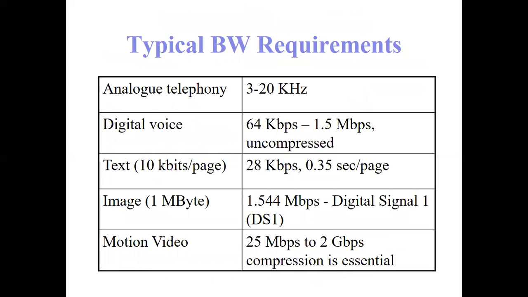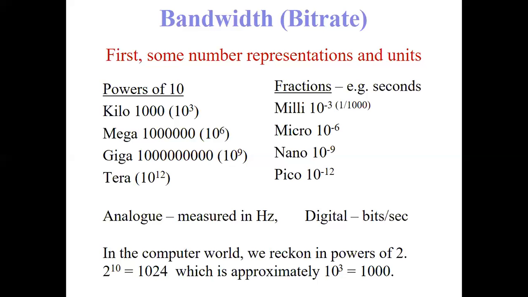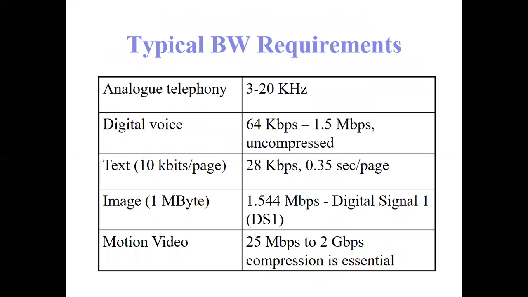Okay. So typical requirements of bandwidth. Analog telephone, the speed is 3 to 20 kilohertz. Analog telephones are the normal phones that Zamtel will connect you. Then we have digital voice, which is 64 kilobits per second to 1.5 megabits per second. This one is uncompressed.